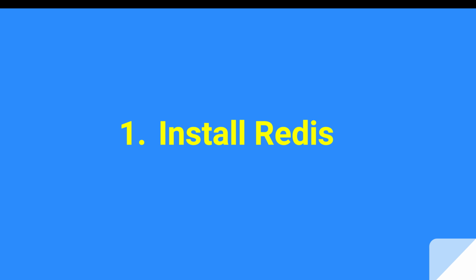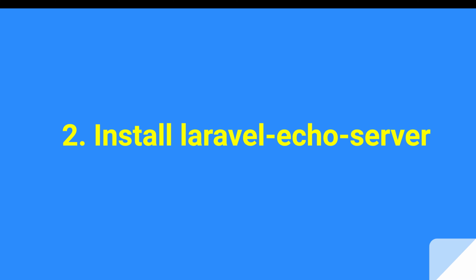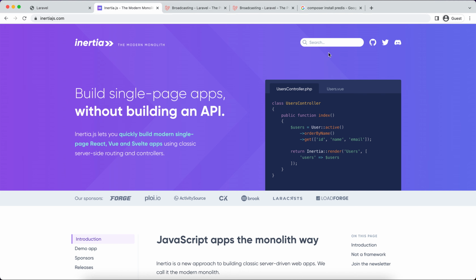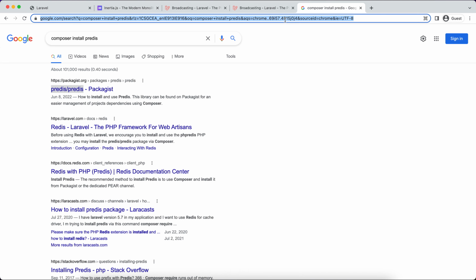So now let's start. Firstly, we need to install Redis. Feel free to search for Redis, find the download link and install it in your local environment. I have already installed it, so I'm not going to do it again. Secondly, we need to install Laravel Echo server. What is Laravel Echo server? Let me show you.